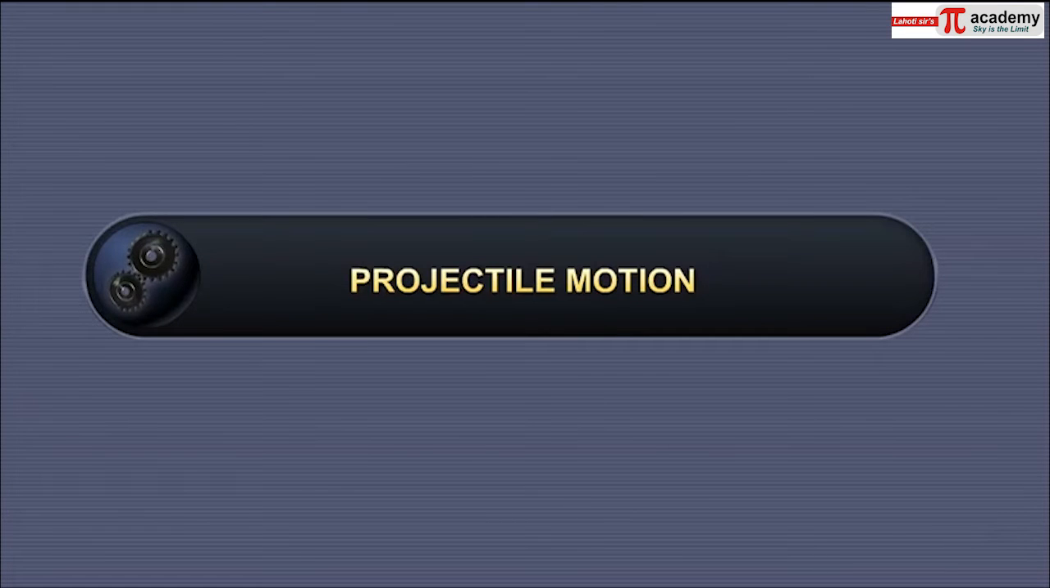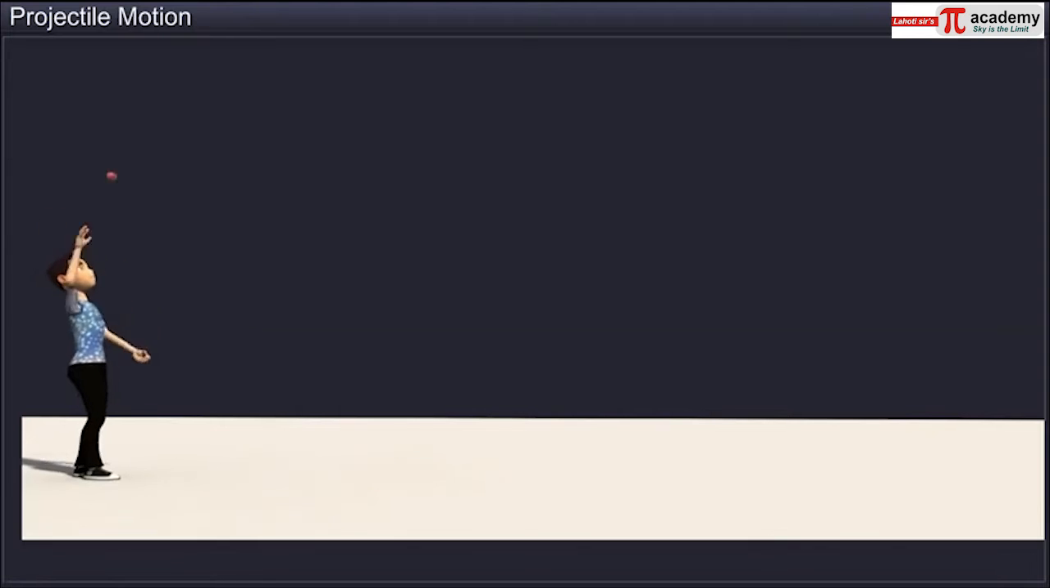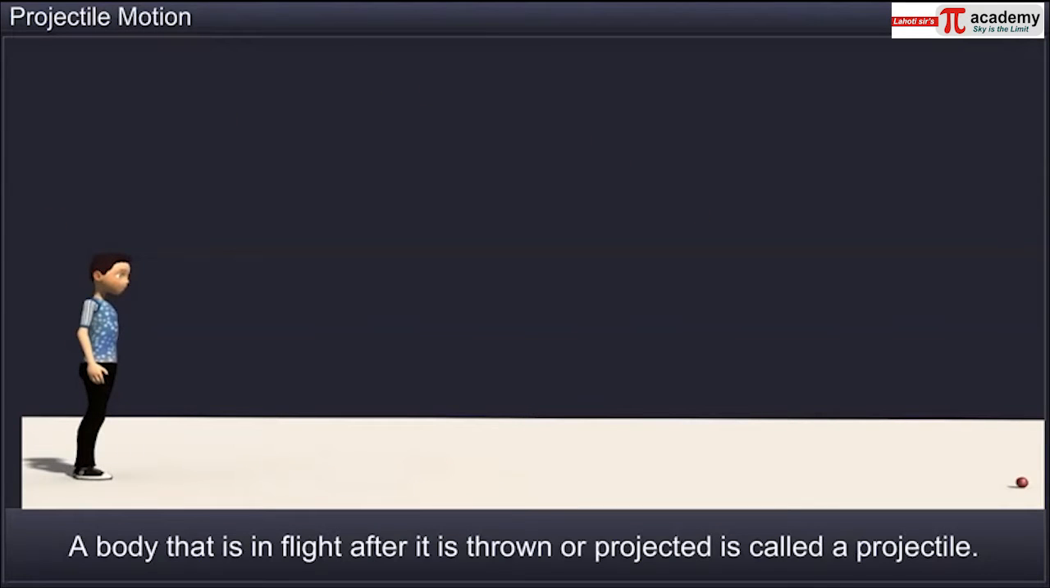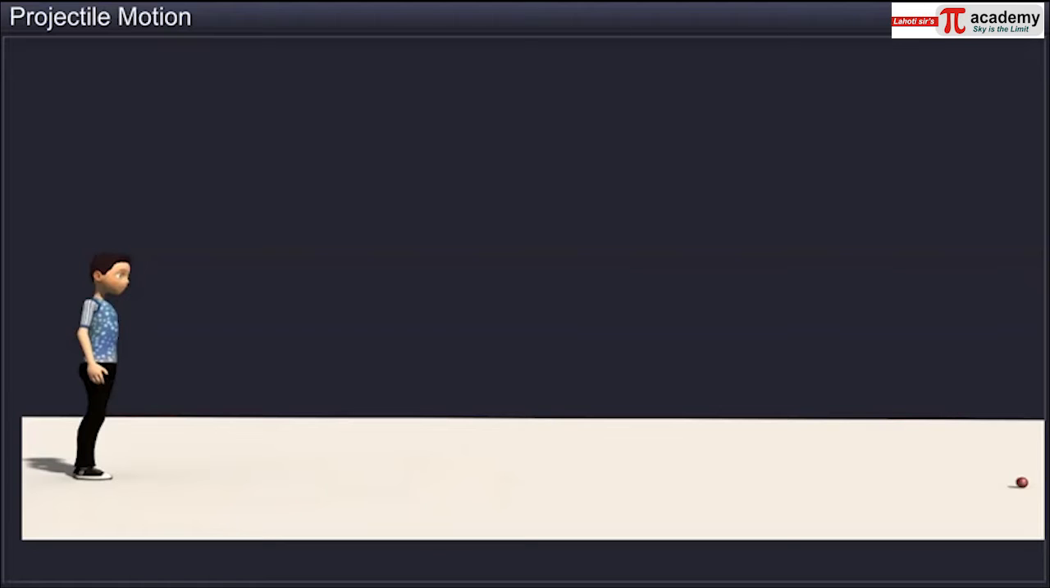In this module, you will learn about the two-dimensional motion of a projectile in a vertical plane. A body that is in flight after it is thrown or projected is called a projectile.